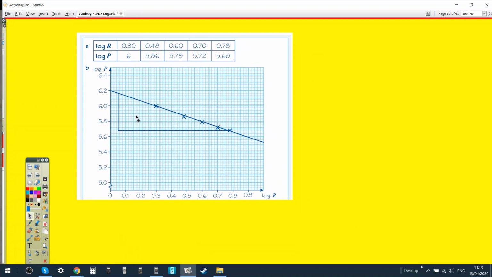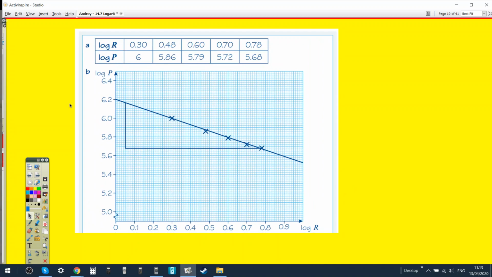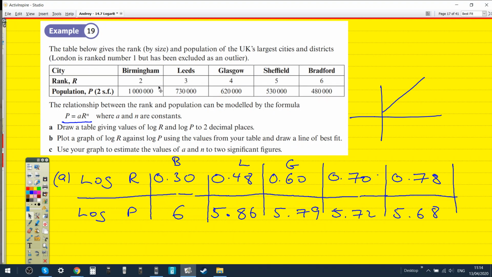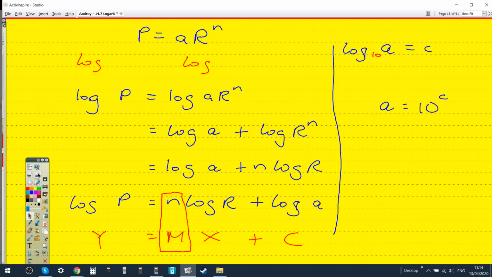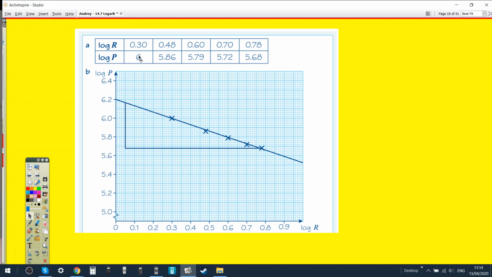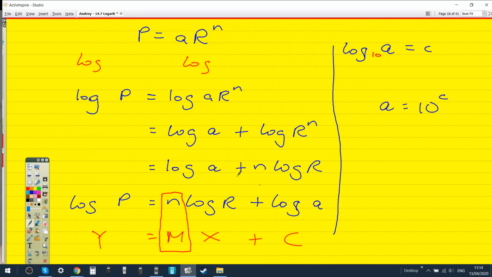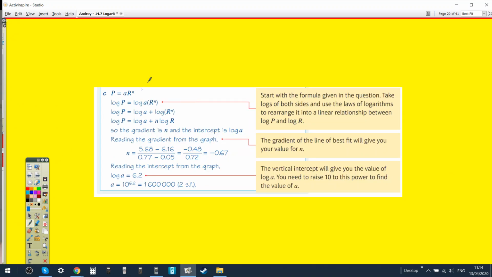Let's just see what they did. Okay, so this is your graph. We had some data. We put the log of the r, the log of the p. We plotted them on a graph and it makes a straight line. That means it's an exponential. You find the gradient, that gives you the n, and then you find the c. So I believe it would be 10 to the power of 6.2. Log a equals c, and do it that way. So they did this. That was the gradient, and then log a is 6.2, so 10 to the power of 6.2. There we go. Any questions about that? No.